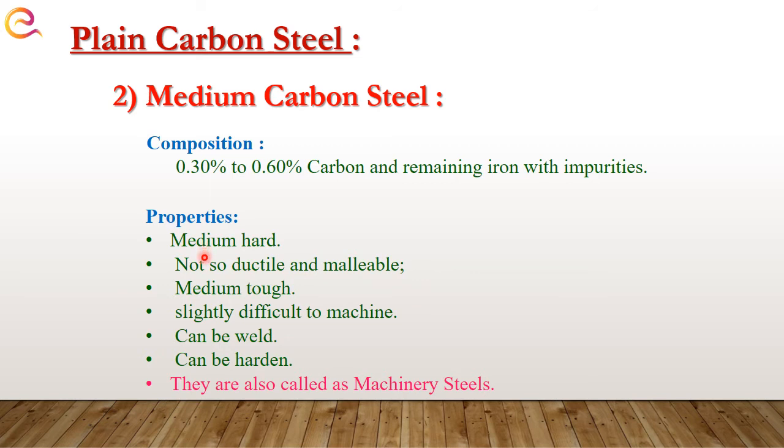As we can see here, it is medium hard, medium ductile, medium malleable, medium tough and slightly difficult to machine, but it can be machined. Why is it slightly difficult to machine? Just because of the increase in percentage of carbon. Then it can be welded and it can be hardened. Our previous type, low carbon steel, cannot be hardened by heat treatment, but medium carbon steel can be hardened by heat treatment, and it is also called machinery steel.